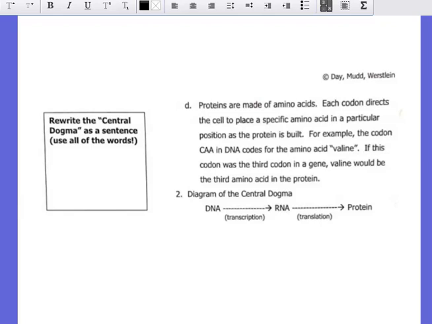And your central dogma is basically you start with DNA, it gets turned into RNA, which is called transcription, and that RNA gets turned into a protein, which is called translation. So your central dogma is literally DNA gets transcribed into RNA, and RNA gets translated into a protein. So we're about to go into the specifics of how this actually happens.